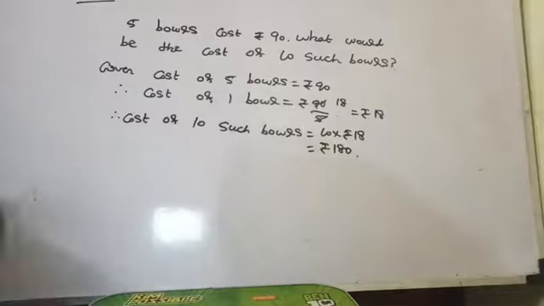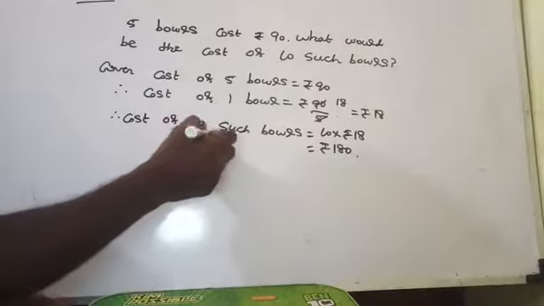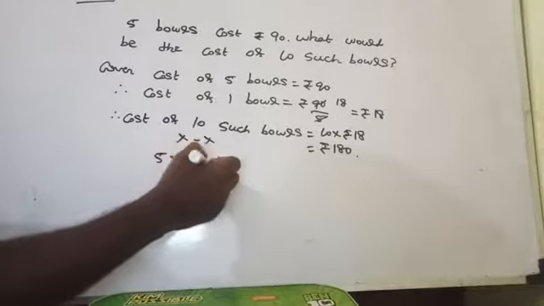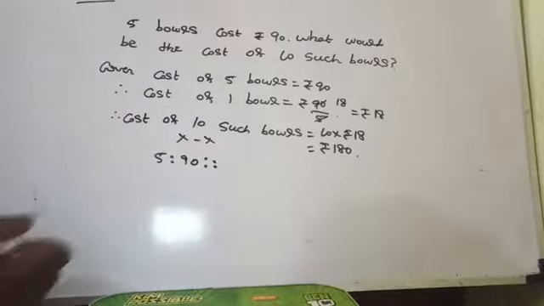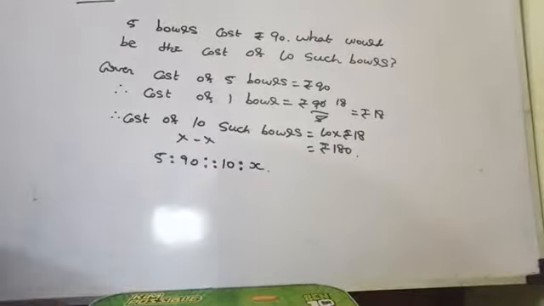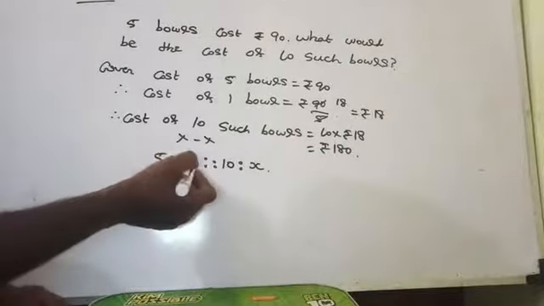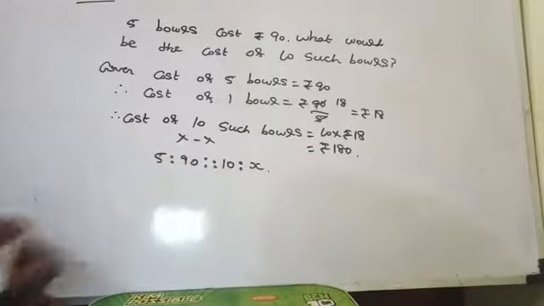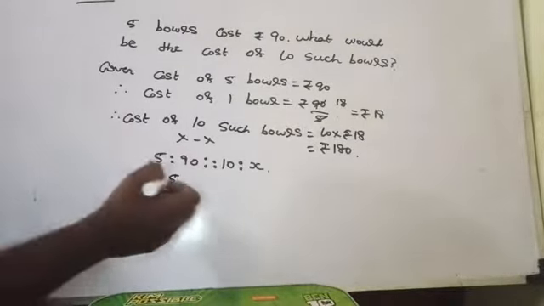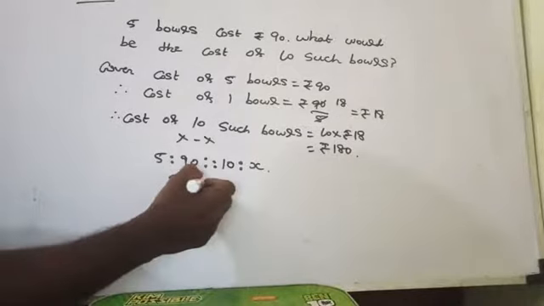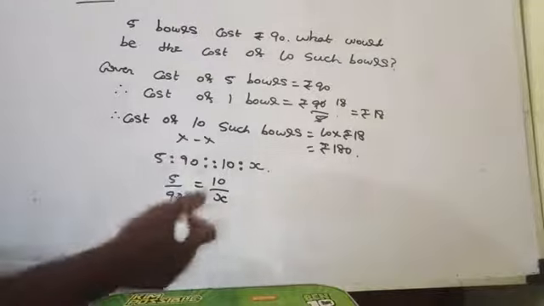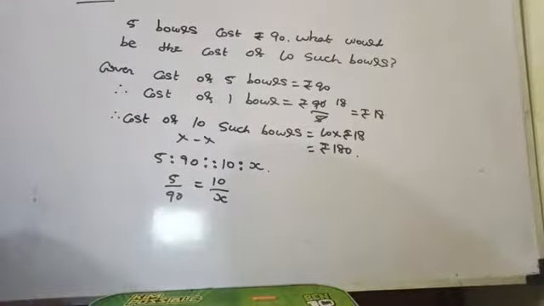This is one method. Another method: the cost of 5 bowls is rupees 90. Then what would be the cost of 10 such bowls? This one you are going to find. So you can write, if it is in proportion, then A by B equals C by D. Now here we are trying to solve for x. Find the value of x.